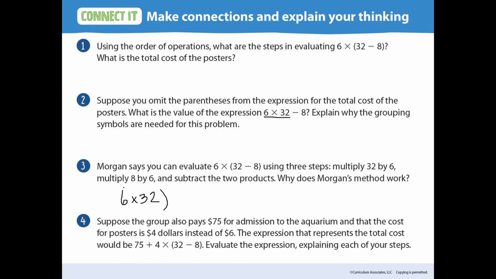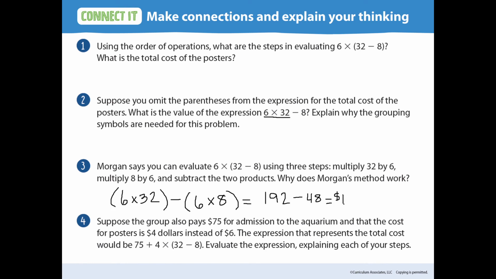And doing that first, and then doing 6 times 8 and subtracting those two totals. So what we would get is 6 times 32 is 192 minus 6 times 8, which is 48. And when we subtract those two amounts, we get 144, which was our correct amount.